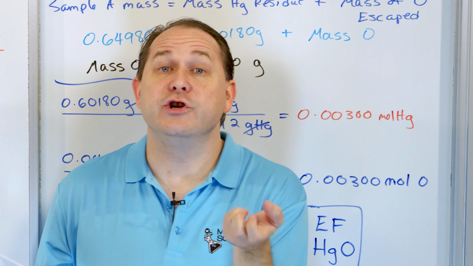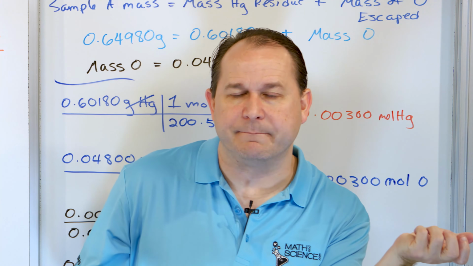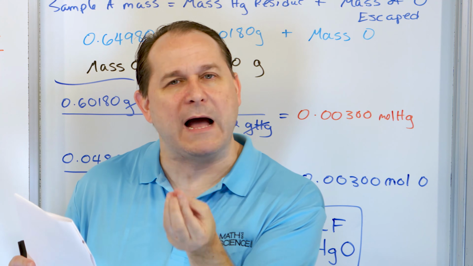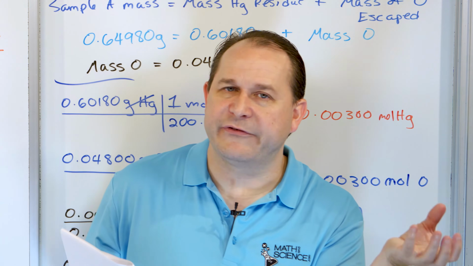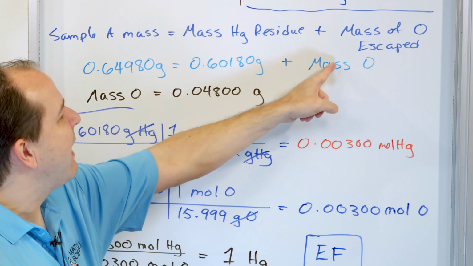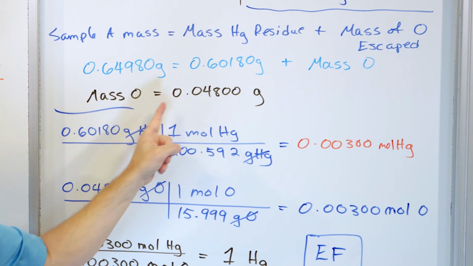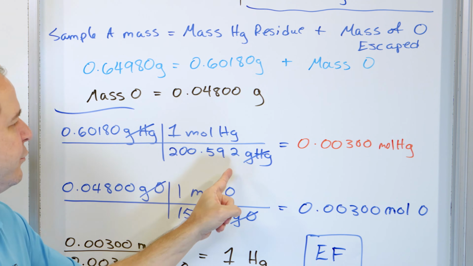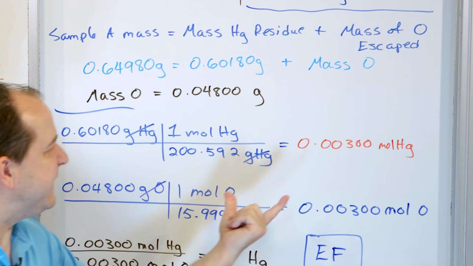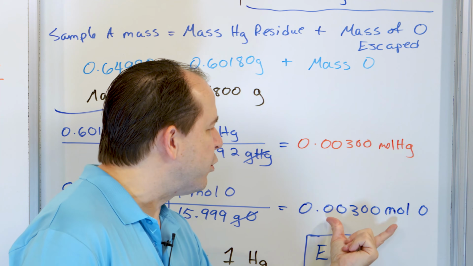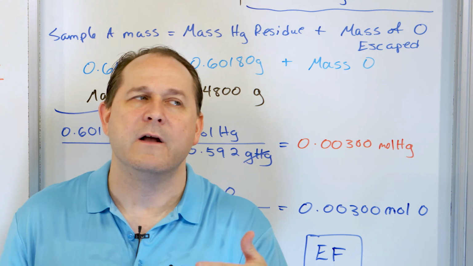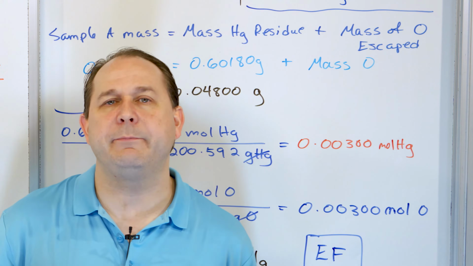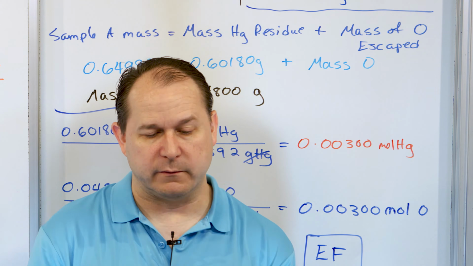So if you have some unknown compound of mercury and oxygen, right, and you heat it up, and you know how much mercury is left behind in terms of mass, and you know the original sample mass, then you can subtract the two, figure out how much oxygen escaped in terms of mass, convert the mercury's mass into moles, convert the oxygen's mass into moles, and then do the mole ratio, and you can see that you have exactly the same number of moles of mercury and oxygen. That means the same number of atoms of mercury and oxygen. So HgO, 1-to-1 ratio, must be the empirical formula for the first sample.